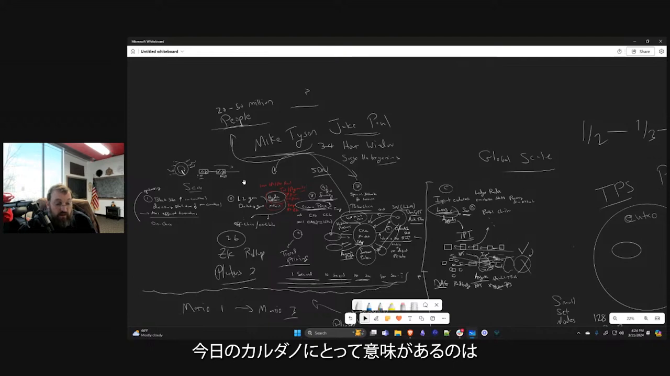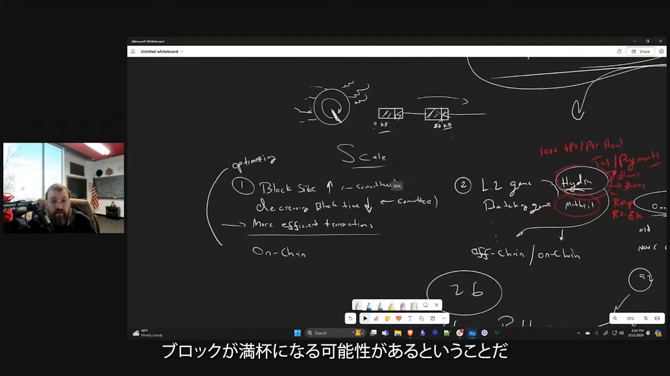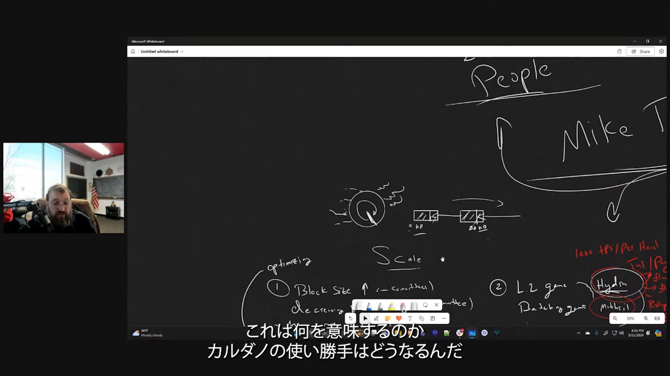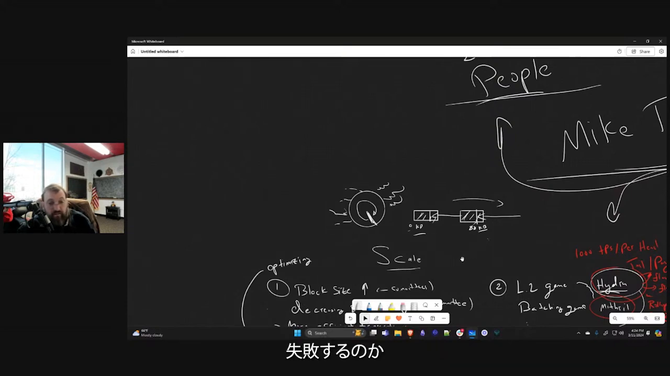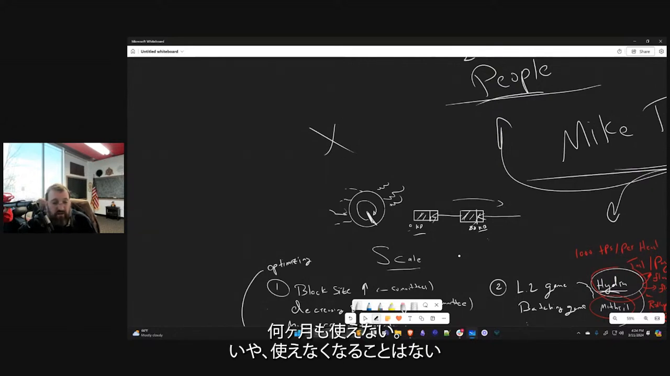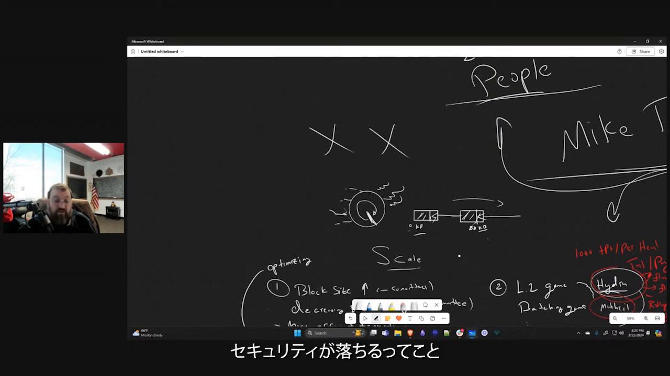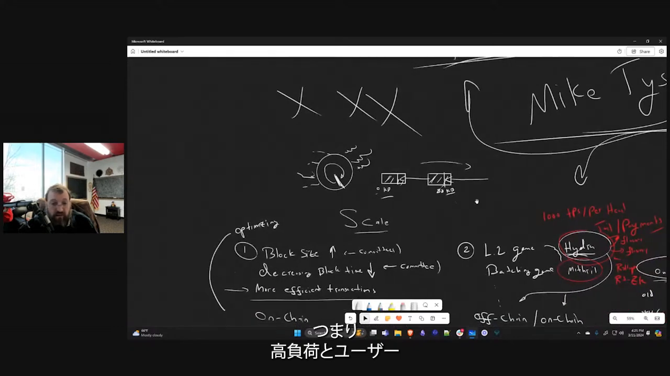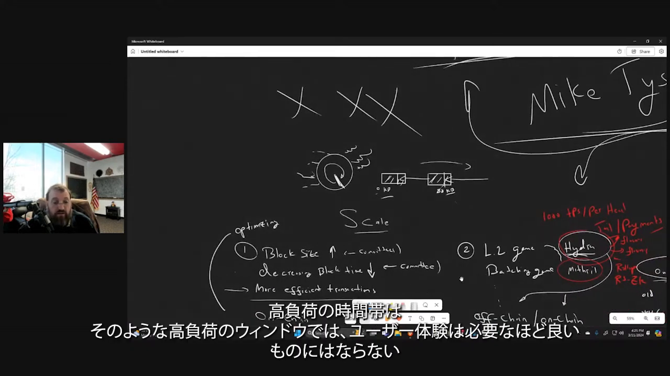Well, what it means for Cardano today is you live here where blocks can be full. And what does this mean for your usability of Cardano? Does it fail? No. Does Cardano become absolutely and utterly unusable for months at a time? No. Doesn't become unusable. Does it mean that your security goes down? No, your security doesn't go down. All it translates to is that there's a high load and user experience is not as good as it needs to be during those high load windows.